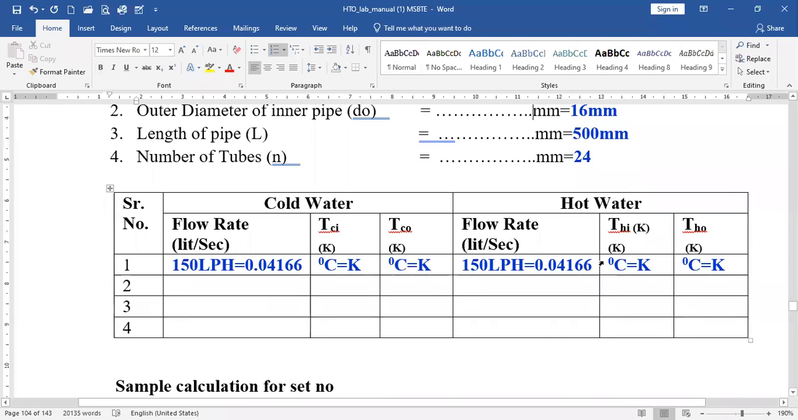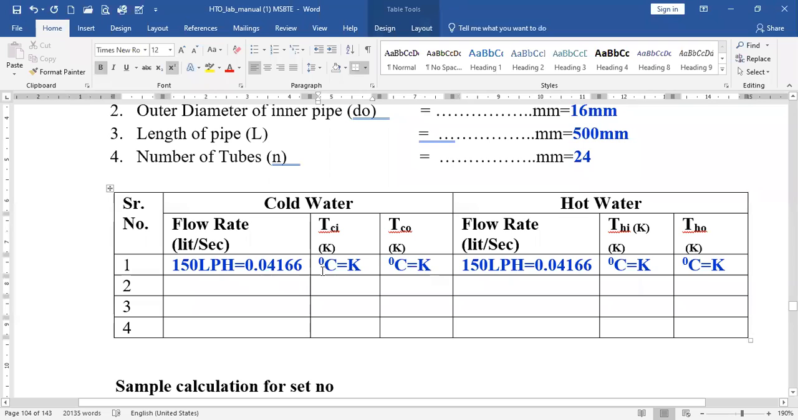The cold water and hot water flow rates and temperatures we have to note down in this case. Now we have adjusted the flow rate of cold water and hot water to 150 LPH, and it should be converted into liters per second. We have to note down the actual inlet and outlet temperatures of cold water and hot water after the observations in the actual experiment. So we have decided that the volumetric flow rate should be 150 LPH.